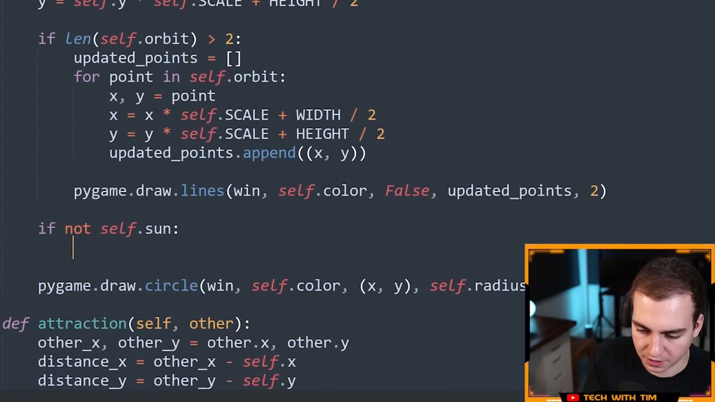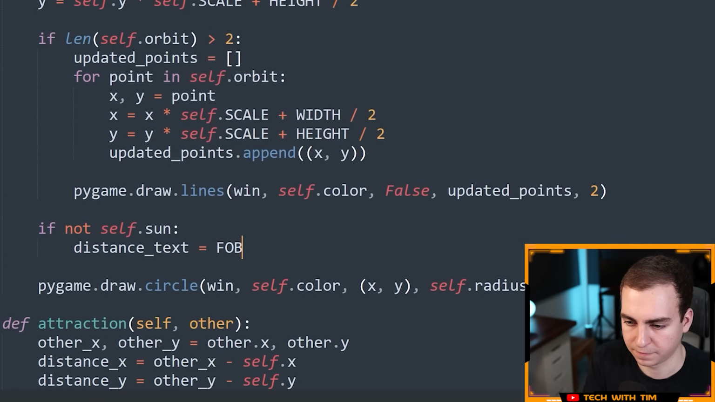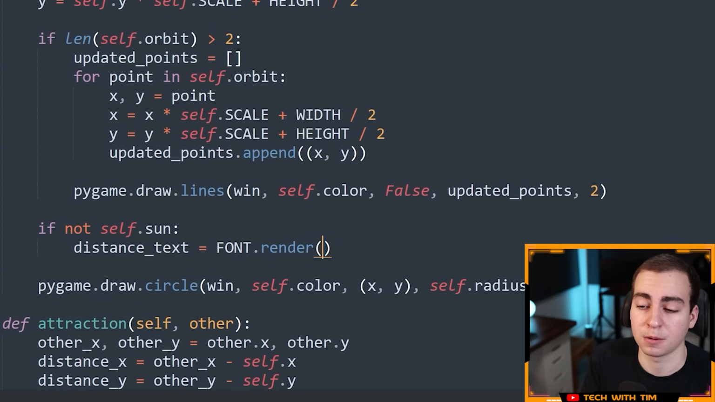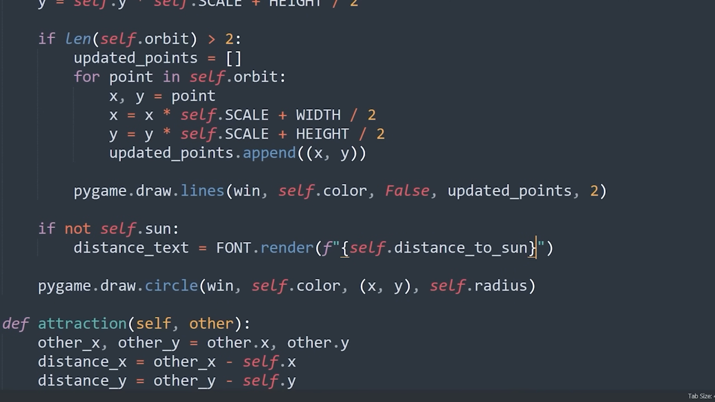So I'm going to say if not self.sun, then we'll say distance_text is equal to font.render. This is how you actually create a text object that you can draw. I'm going to say font.render, and I'm going to do an f-string, and this is simply going to be the self.distance_to_sun, which is in meters. So what I can do is divide this value by 1,000 if I want to get kilometers, to make it a little bit smaller. So let's do that. Divide by 1,000 in kilometers.